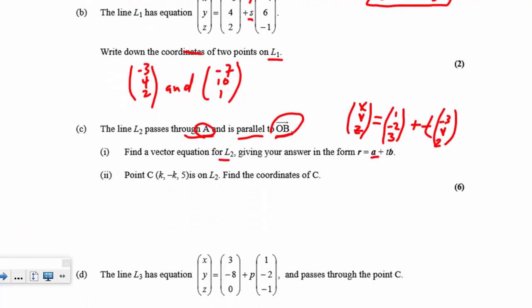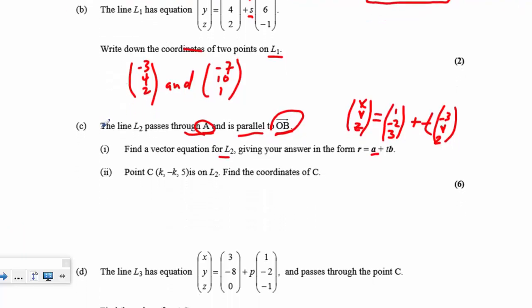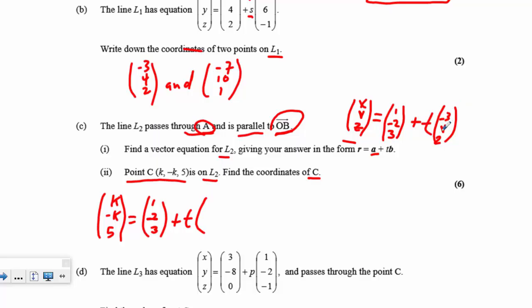And now I'm going to try to solve this problem. So this next problem, they tell me it's point C. Point C is on L2. So we can substitute point C for this vector right here and set it equal to the vector equation of the line and figure out the coordinates of C. So instead of x, y, z, I have k, -k, and 5. So let's try that. K, -k, and 5. This will equal this point vector 1, -2, 3 plus t times this vector, -3, 4, and 2.